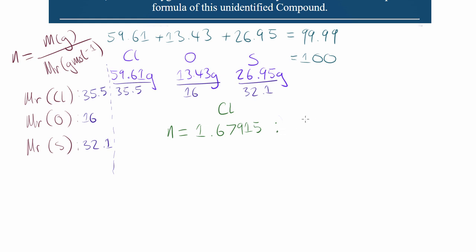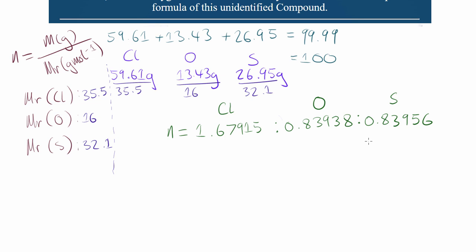And then for oxygen, when we do this calculation, what you should get is 0.83938. So that's for oxygen. And for sulfur, if you do that calculation, what you should find you get is 0.83956, right?